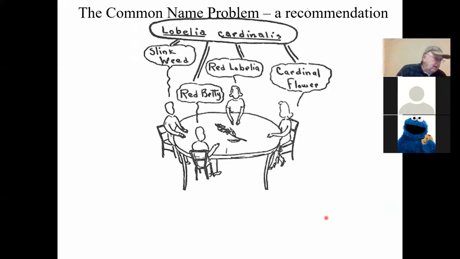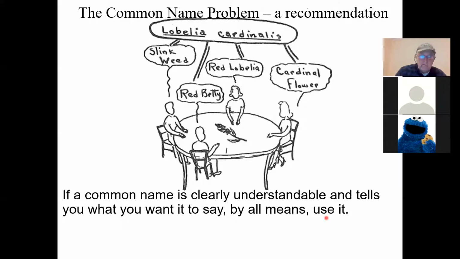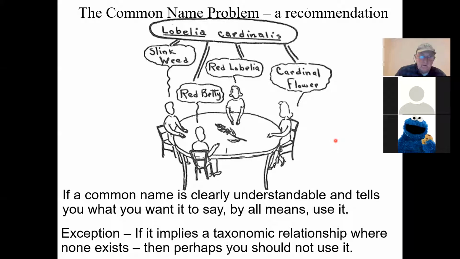So, common name problem. The bottom line is, here's a rule I'm going to give you. If a common name is clearly understandable and tells you what you want it to, then by all means use it. If it implies a taxonomic relationship where none exists, then perhaps you should not use it. Here's a group of people using a bunch of different common names for Lobelia cardinalis. Those names are different, but I think everybody seems to know which plant they're talking about.